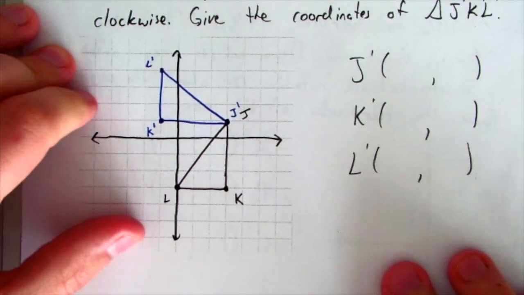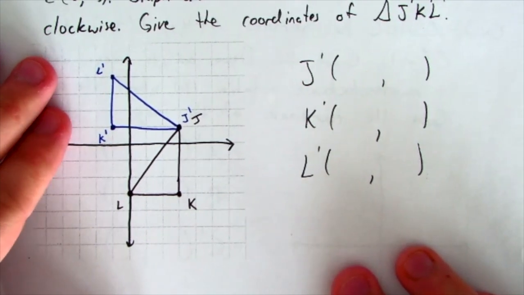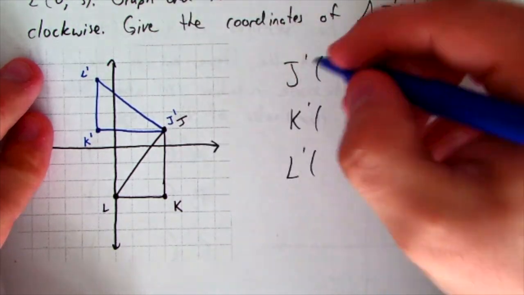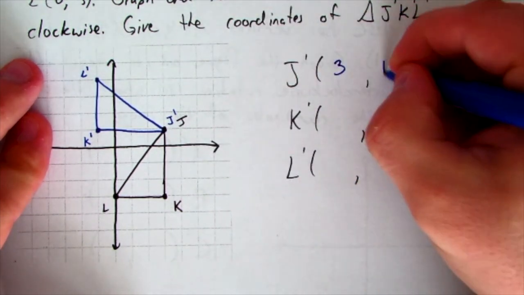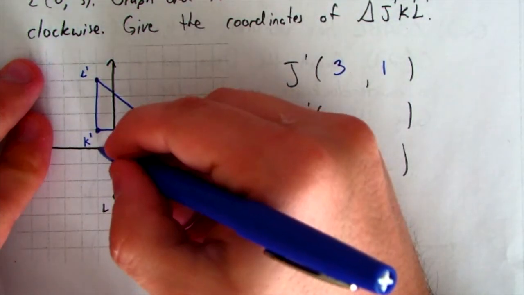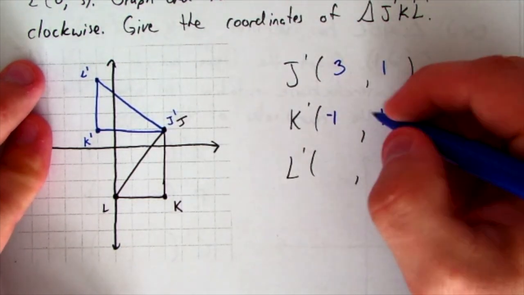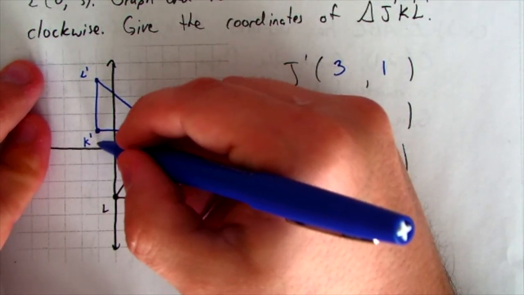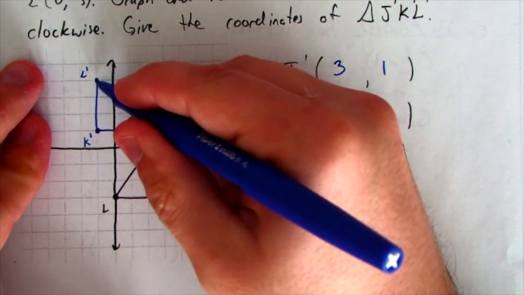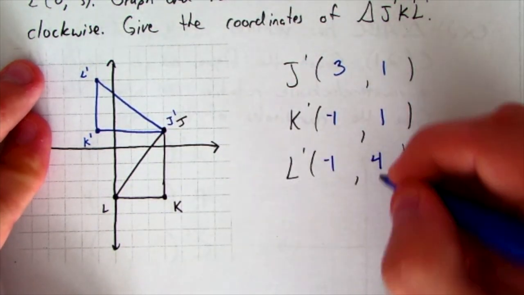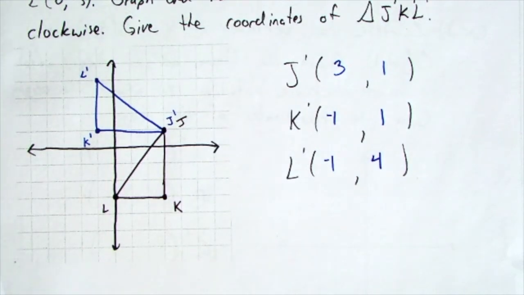And now if I give the coordinates of this, J prime is still at 3, 1. K prime now is back here, at negative 1, 1. And L prime is back 1 and up 4, so negative 1, 4. And that's how you do example 1. Using that tracing paper is going to be very, very helpful for you when you start rotating these.